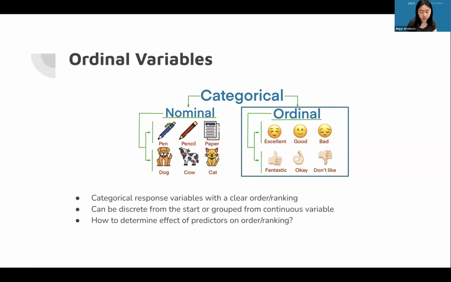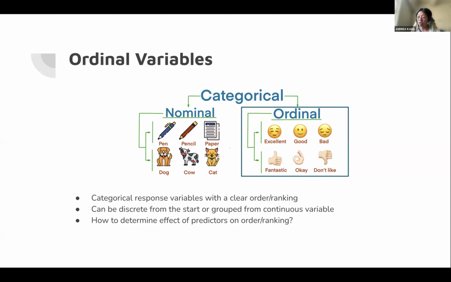As you probably know from the very first presentation, regarding ordinal variables, they are categorical response variables, but they have a very clear order or ranking. You can see the difference between the nominal ones, which just describe what the value is, versus ordinal, where you can see if it's bad, good, or excellent, or you didn't like it or you loved it. It can be discrete from the start, or it can be grouped from continuous variables, like Lori mentioned.